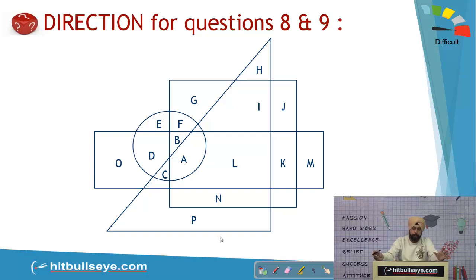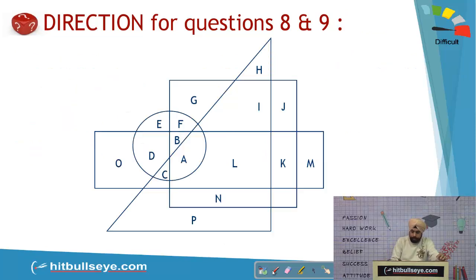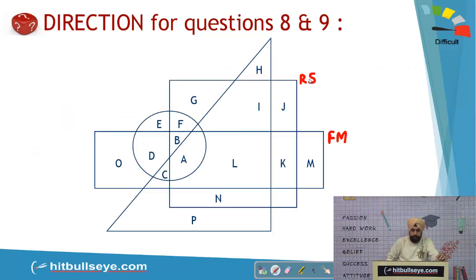Now in this case, students, 4 different figures have been given: a triangle, a circle, a square and a rectangle. Let's write what he says. He says rectangle is faculty members and square is research scholars, then circle Indians, triangle Americans. Circle represents Indians and triangle represents Americans. Right, students? Well, let's have a look at the question.